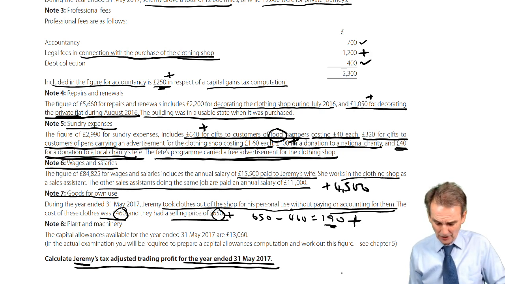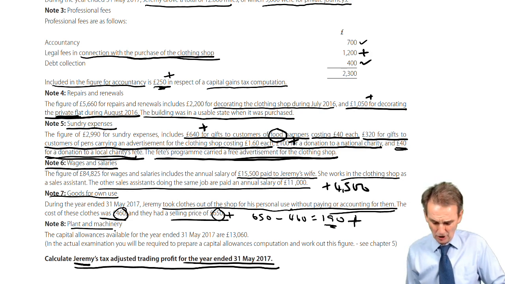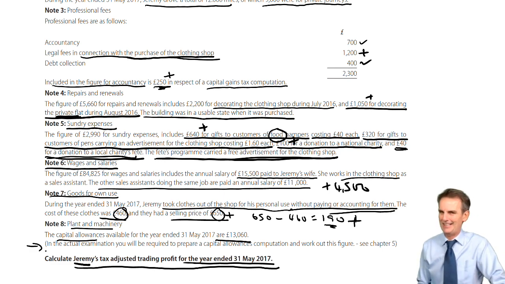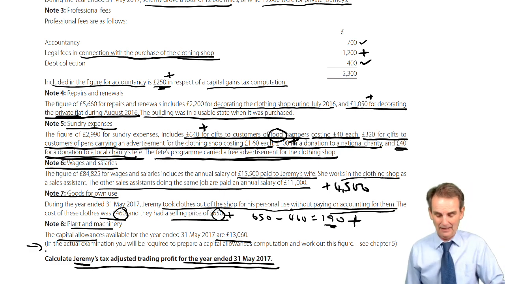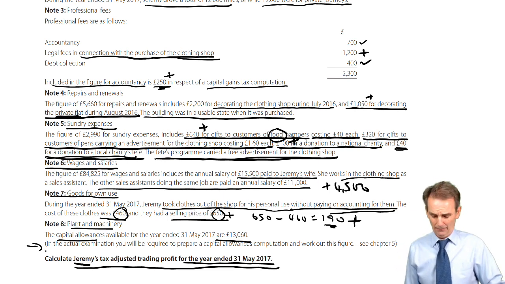Finally, no work for us to do here, because on plant and machinery, what replaces the disallowed depreciation charge? Capital allowances. And we're told there that for the period, they're 13,060. As the note then says, in the exam, they're not likely to give that to you. That's a figure, in a written question anyway, that you're going to have to work out for yourself. But that awaits us in Chapter 5.